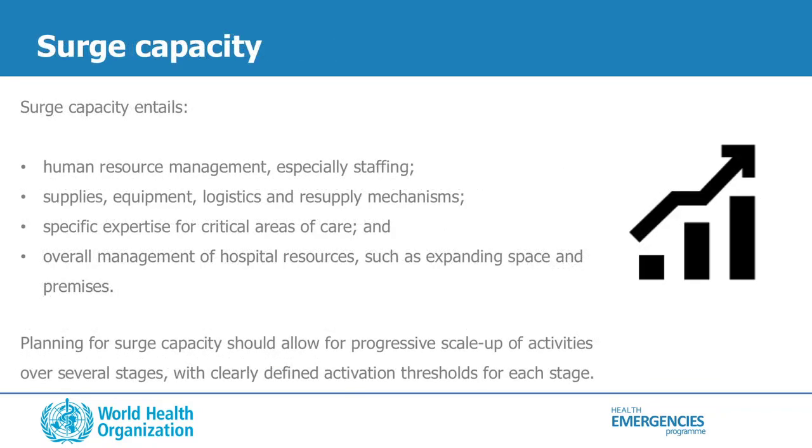Surge capacity is the ability of a health system to meet an increased demand for health service. It is dependent on a well-functioning incident management system and entails human resource management, especially staffing, supply, equipment, logistics and resupply mechanisms, specific expertise for critical areas of care, and overall management of hospital resources such as expanding space and premises. Planning for surge capacity should allow for progressive scale-up of activity over several stages with clearly defined activation thresholds for each stage.